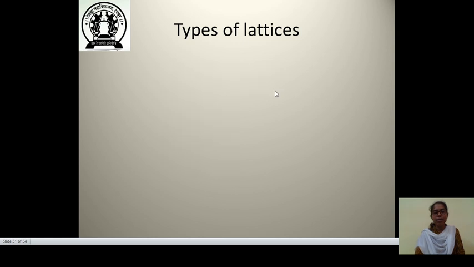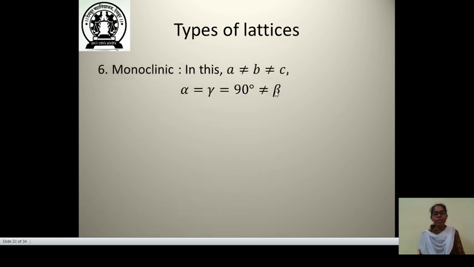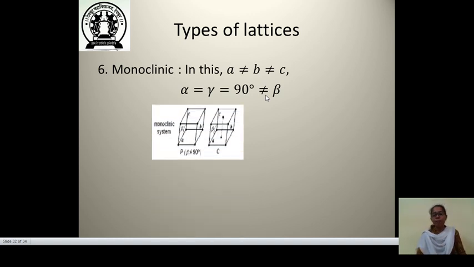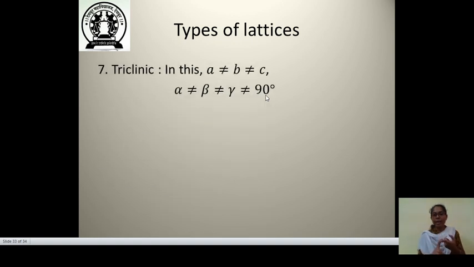And for the sixth one, the length is similar to orthorhombic. The three lengths are not equal, and keep this angle in mind: alpha is equal to gamma is equal to 90 degrees and not equal to beta. This is all about the sixth. And for the seventh one, break the three angles and break the three sides. This is the seventh one.